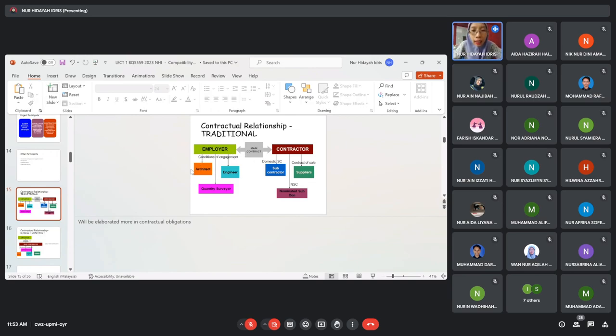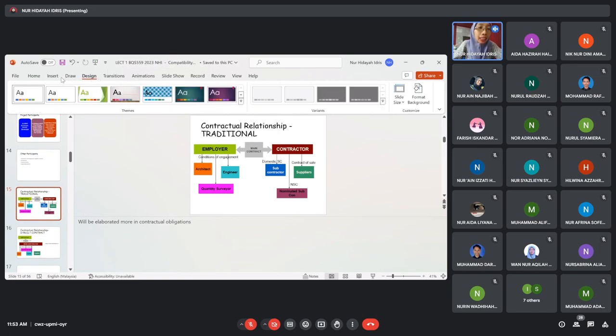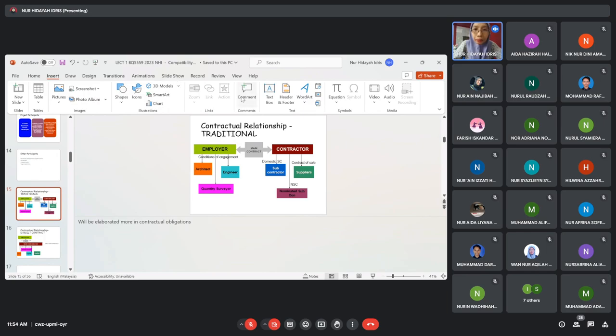Tapi kalau architect yang keluarkan AI, engineer keluarkan AI, employer pun keep changing the design, okay, and then keep changing the spec, quantity surveyor pun tak follow spec. So basically here, okay, akan keluar, kita keluarkan design. Kita akan keluarkan VO.